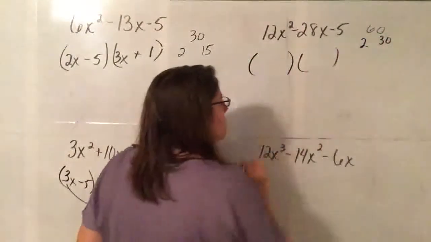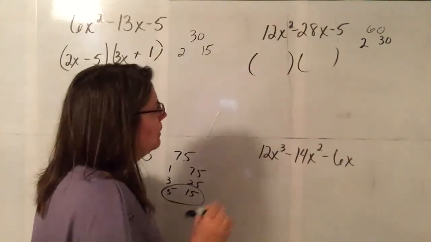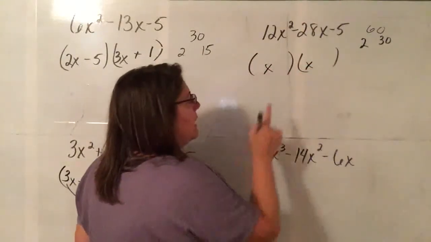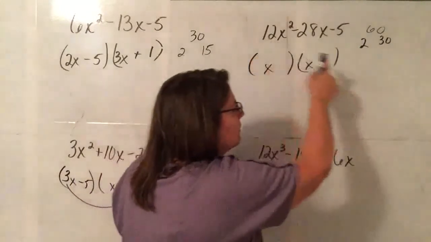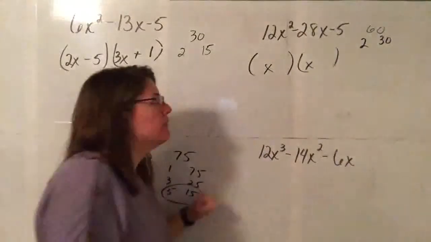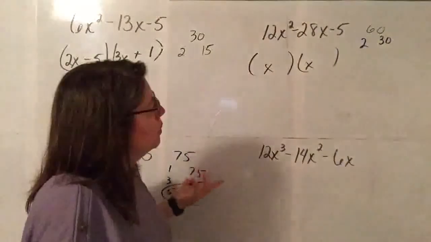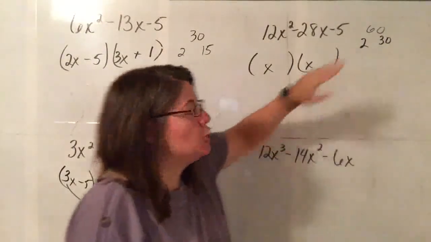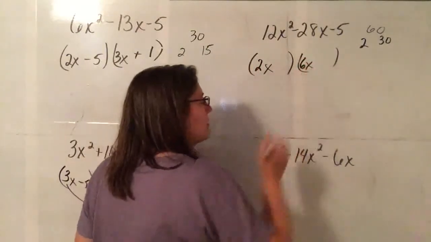So I'm going to do my 2 sets of parentheses. I know that I need an x and an x. And then I need to look at factors of 12. Well, factors of 12 that will go into 2 and 30. Well, factors of 12 are 1 and 12, 2 and 6, 3 and 4. Well, which of those go into 2 and 30? That would be 2 and 6. So we need a 2 and a 6. So one of these will be a 2, one of them will be a 6.